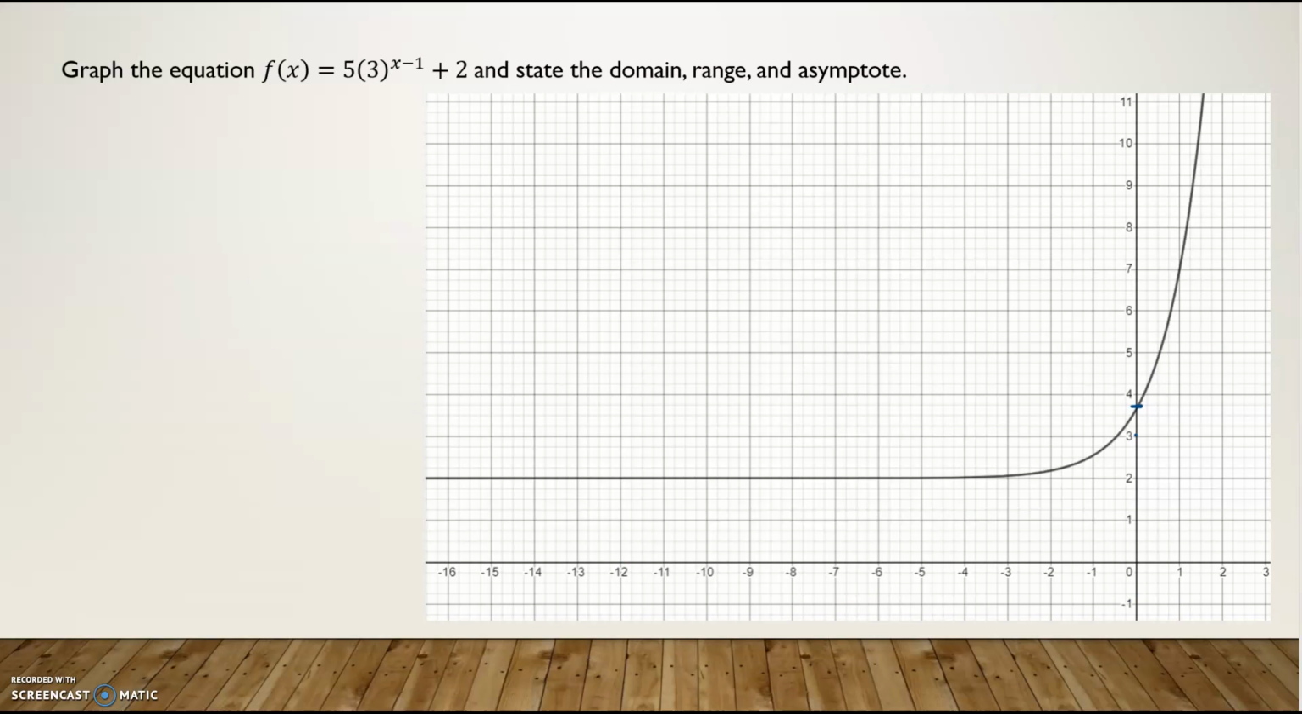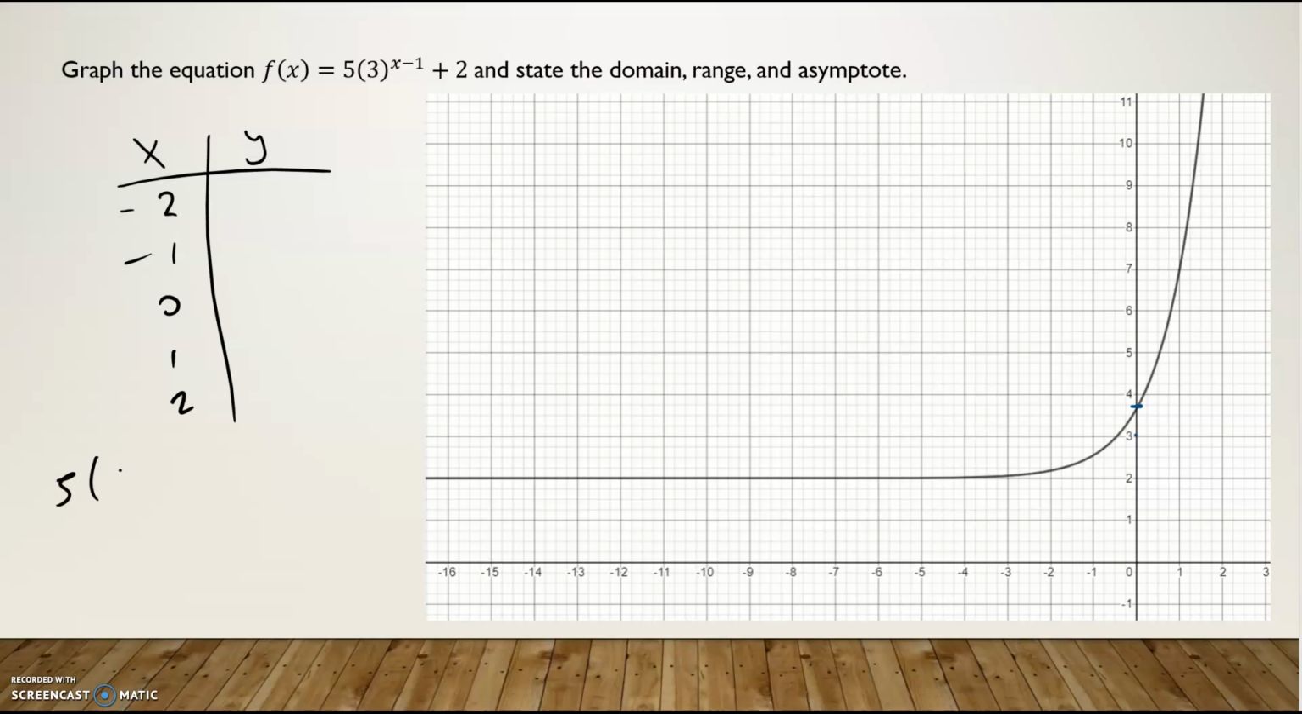Okay, so let's graph this equation right here. We'll say the domain, the range, and the asymptote. And I've already got it graphed right here. But what we would do is we would take some points and plug them in and we would get a y value. So let's plug in, say, -4. Well, let's just plug in -2, -1, 0, 1, 2. We'll just stick with those.